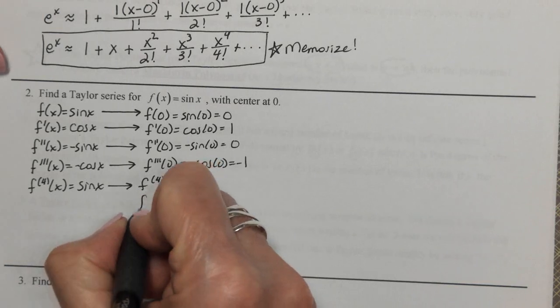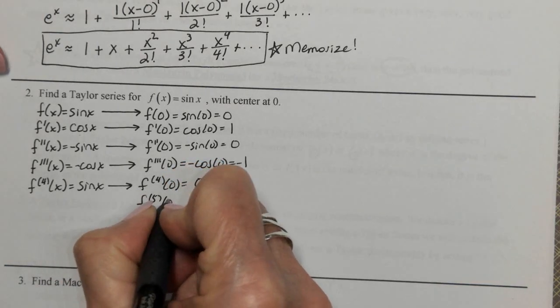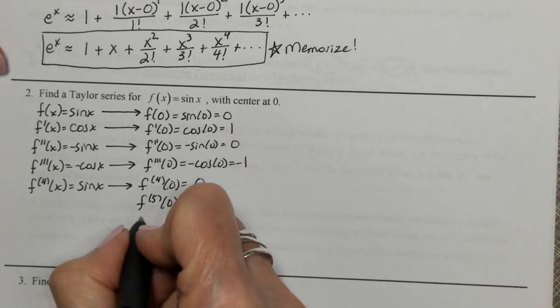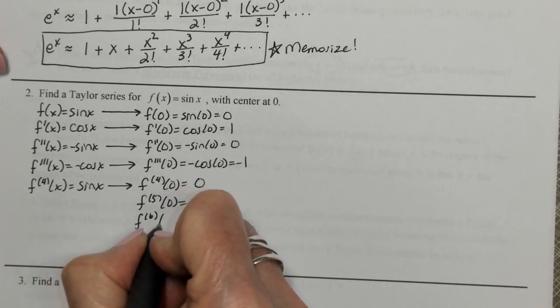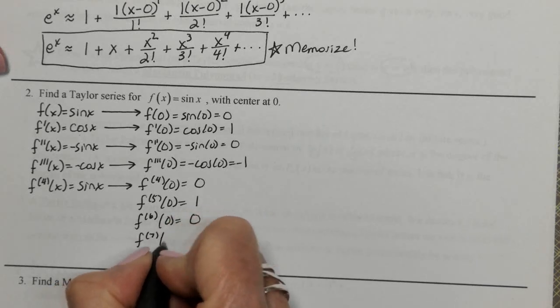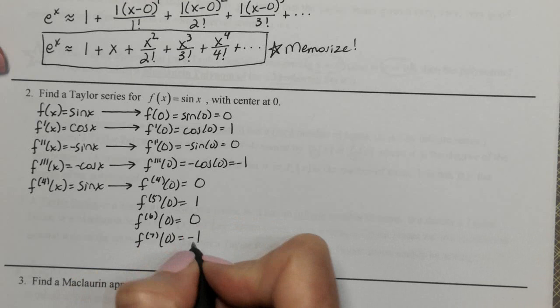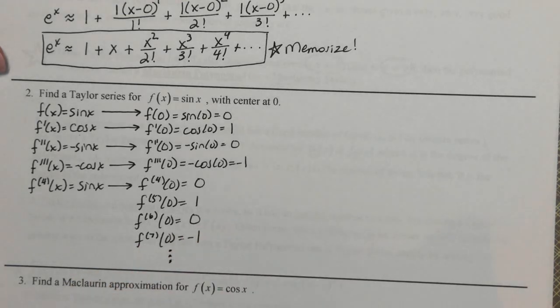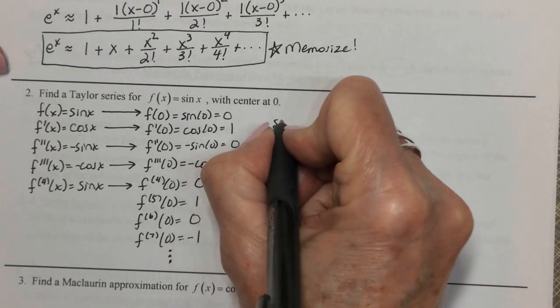So tell me, what would the fifth derivative be at 0? The fifth derivative would be 1. The sixth derivative would be 0 again. The seventh derivative would be negative 1, and that would keep on repeating. So, let me come over here.